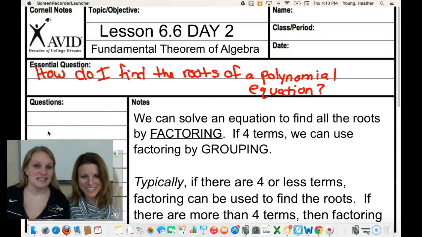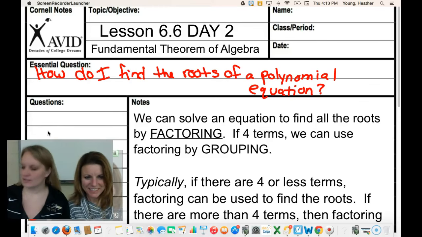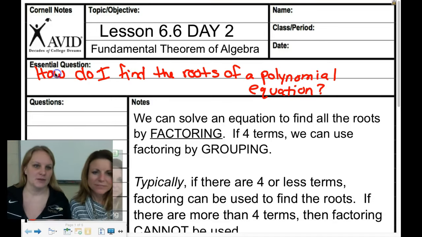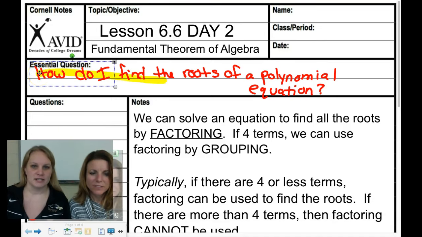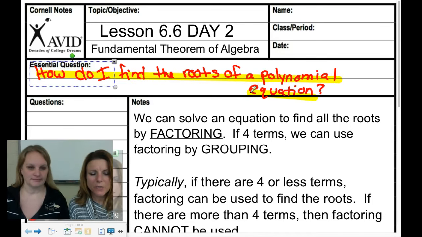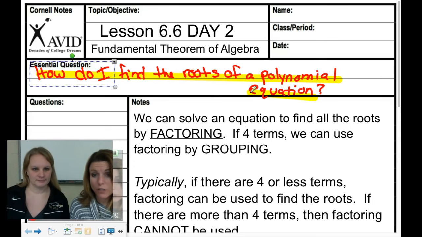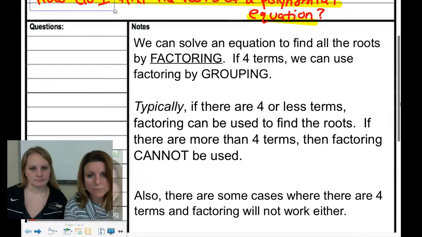All right, so this is day 2 of 6.6. Our essential question today is, how do I find the roots of a polynomial equation? In the last lesson, if you recall, we factored by grouping. So we can solve an equation to find all the roots by factoring. If there are 4 terms, like we did in the last lesson, we factor by grouping.